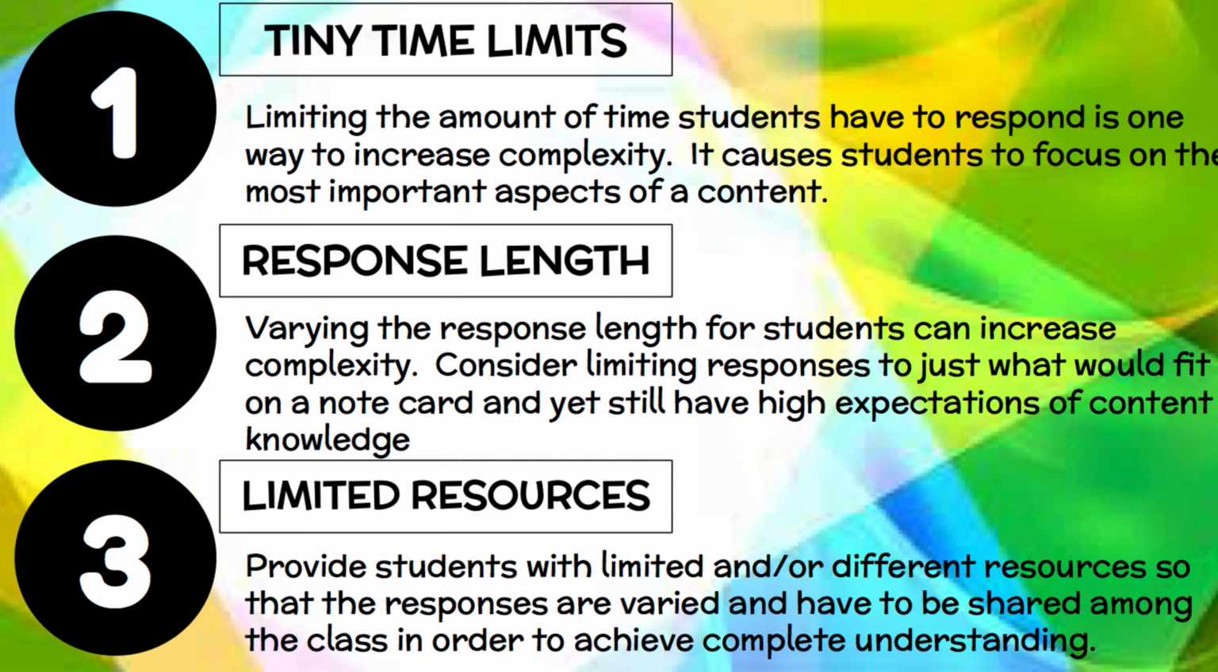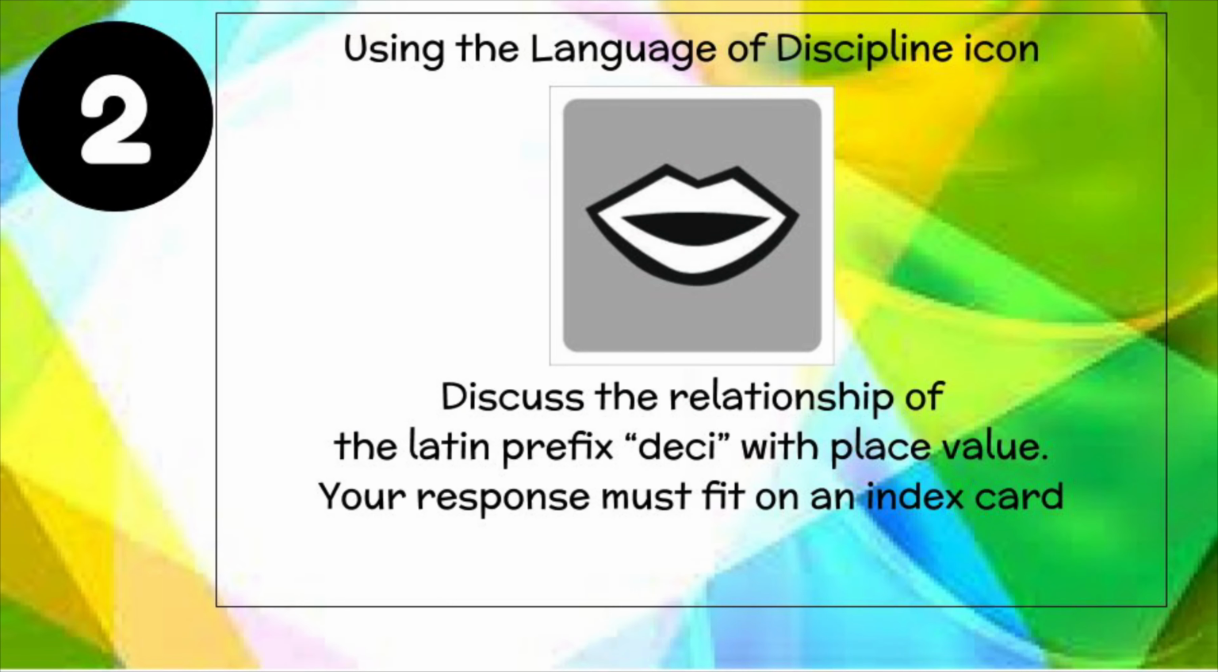For example, using the language of discipline icon, discuss the relationship of the Latin prefix deci with place value. Your response must fit on an index card. In this scenario, students might write sentences to discuss the relationship of tens throughout a place value chart. But equally as effective, some students would draw a picture of a place value chart using arrows and labels to show the relationships. Both are equally valuable responses.